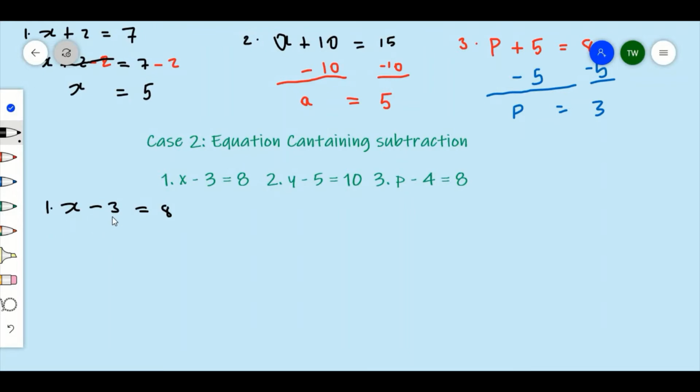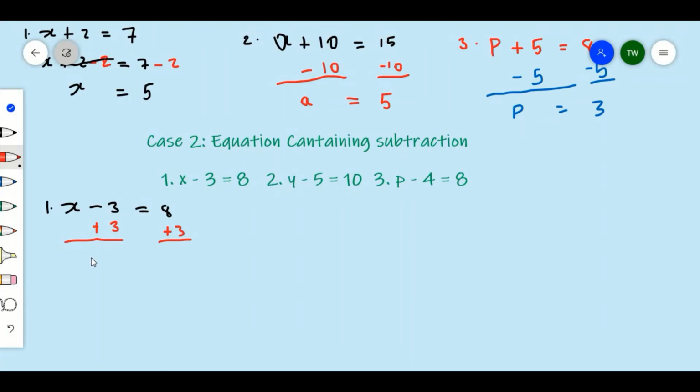So here we have a minus 3. We don't want this minus 3 here. So how can we get rid of it? We can add 3 to both sides. So I'm going to add 3 to this side, and I'm also going to add 3 to this side. Here, minus 3 plus 3, that's 0.